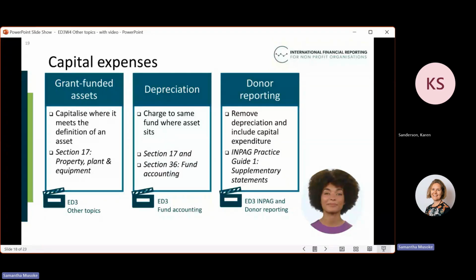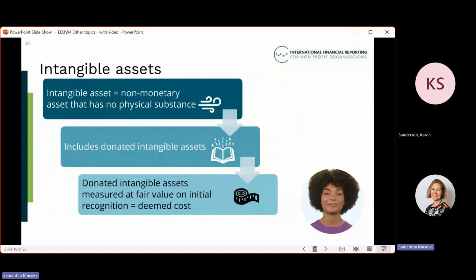Section 18 sets out the accounting for all intangible assets other than goodwill. An intangible asset is an identifiable non-monetary asset that does not have a physical substance, such as licenses or software. NPOs can receive donated intangible assets, for example, rights to royalties from a book. INPAG requires that donated intangible assets are measured at fair value on initial recognition. This establishes a deemed cost for the donated asset.